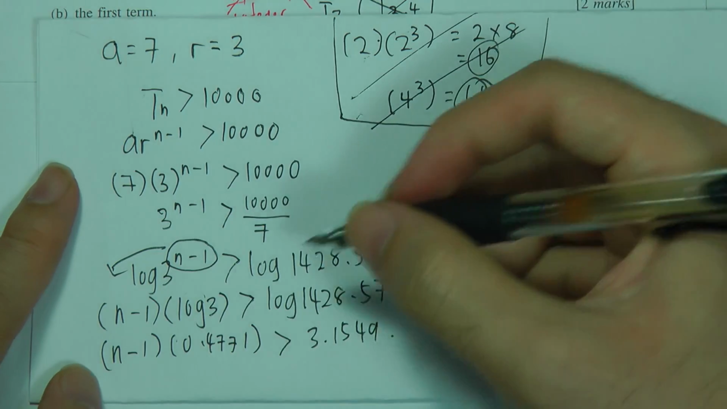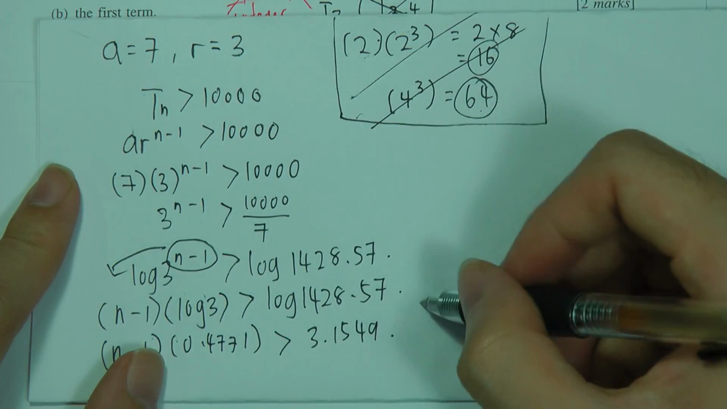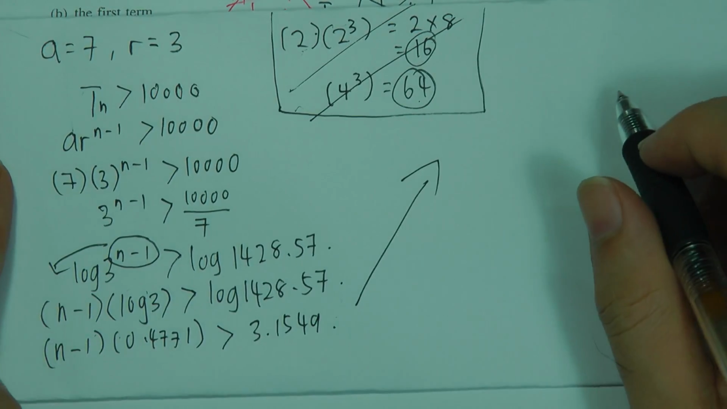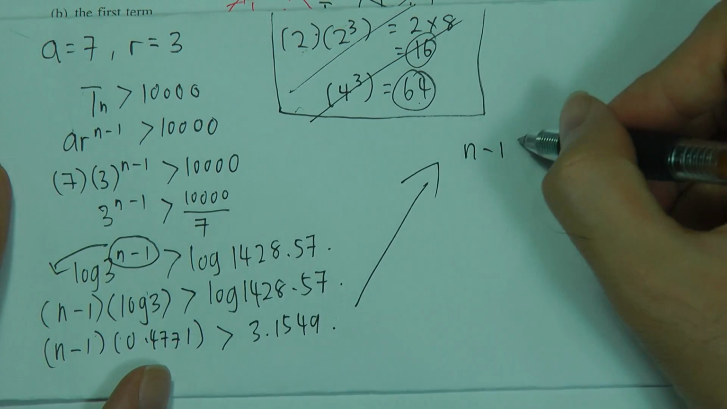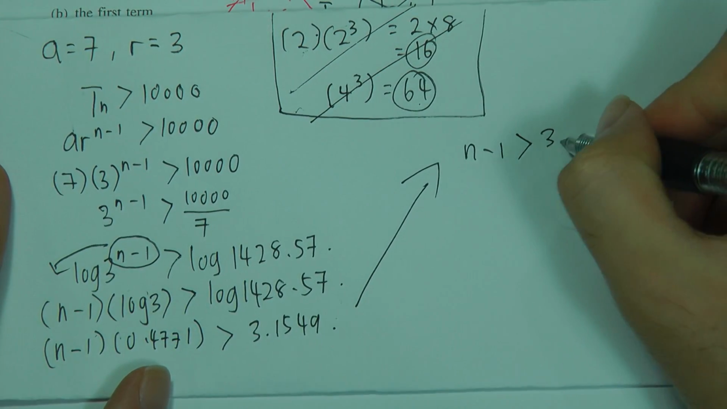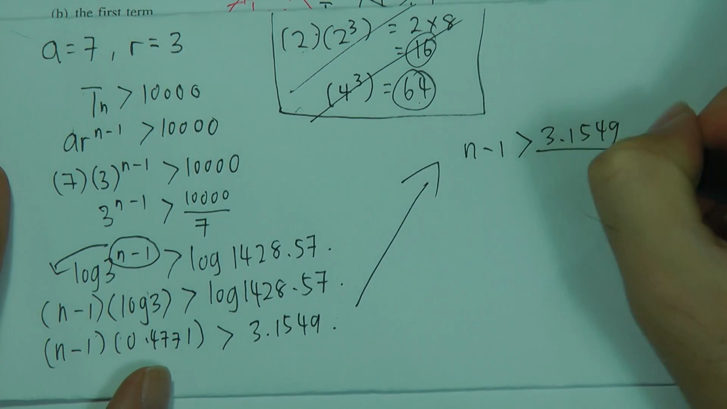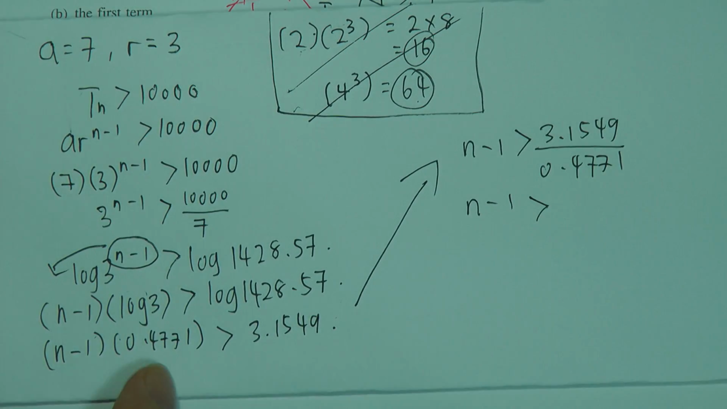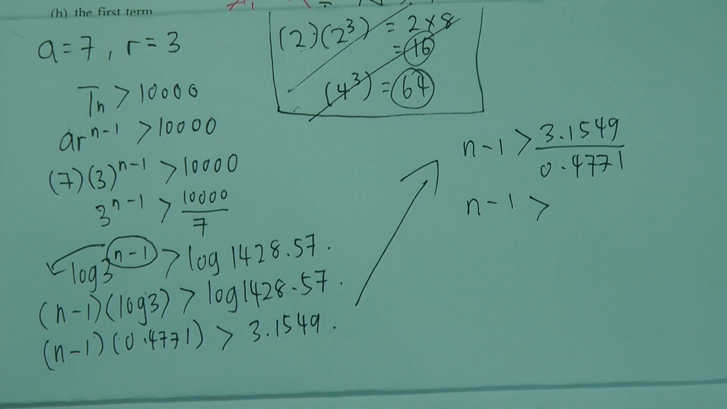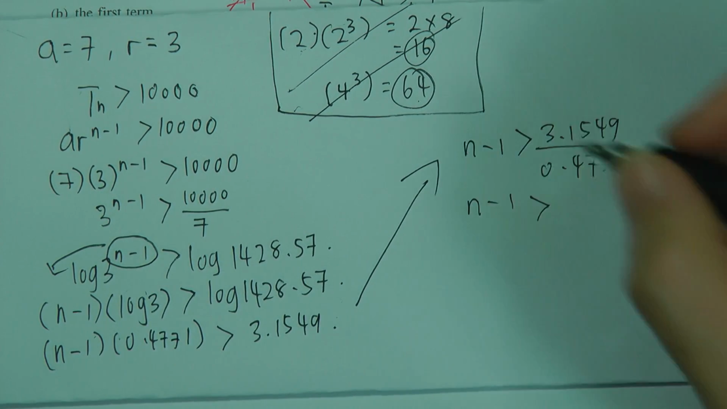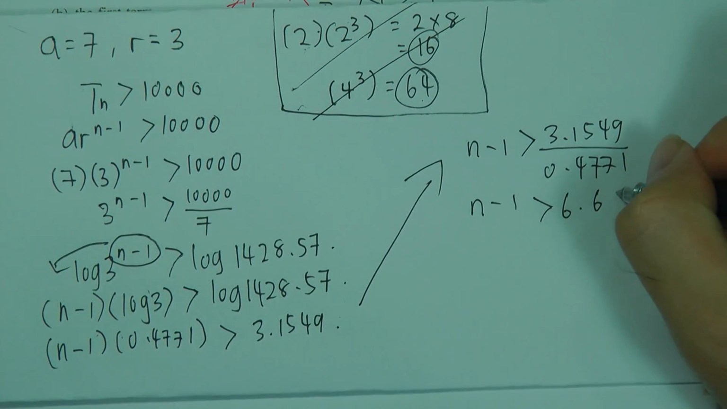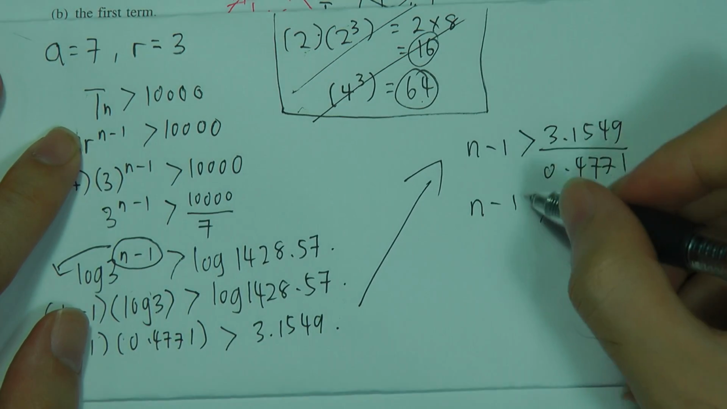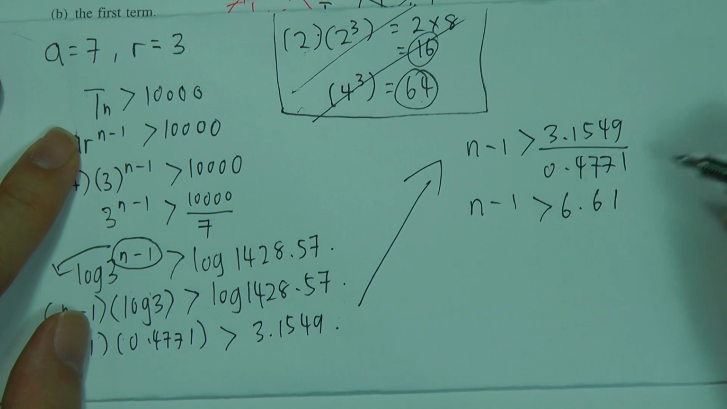Okay, because they are multiples, when you move to this side, they will become divided. So I continue here. n minus 1 will be bigger than 3.1549 divided by 0.4771. So I just solve this one, divided by 0.4771, and I will get 6.61. Okay, and then minus 1 moves to this side and becomes positive 1.